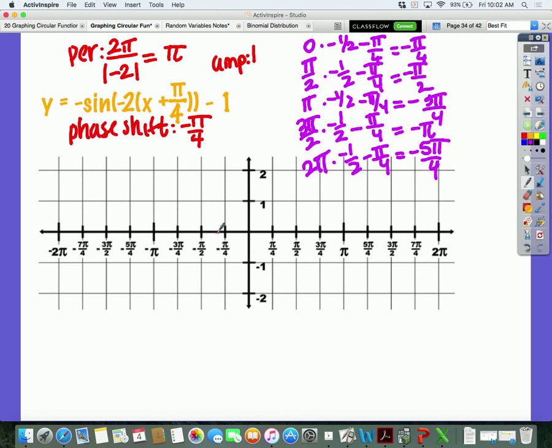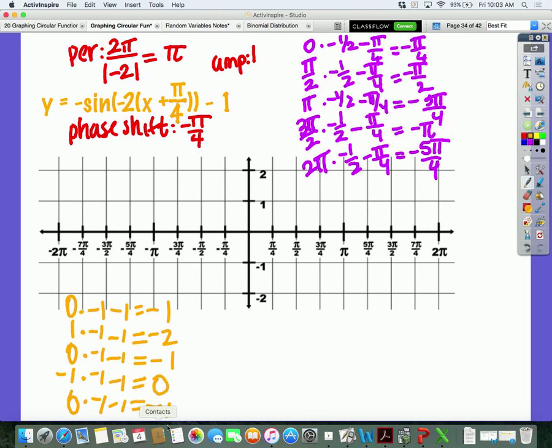Now your y's, they got multiplied by what? They got multiplied by negative 1 and subtracted by 1. So 0 times negative 1 is 0, minus 1 is negative 1. This would end up being a negative 2. This one would be a negative 1. This one would be 0. And this one a negative 1. So there are my x's. There are my corresponding y's. And so when I plot, there it is.